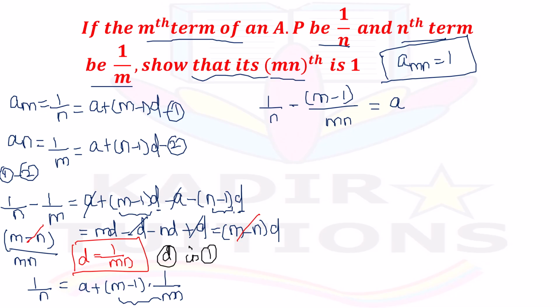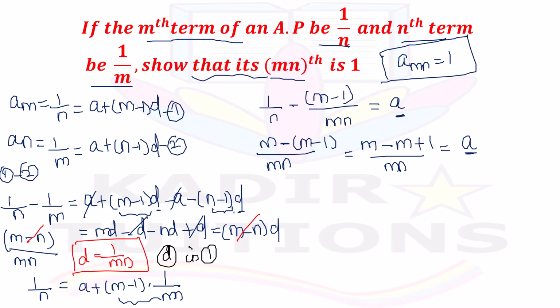So now we can take an LCM. LCM is mn on the LHS, and the remaining m will be in the numerator, and here minus m minus 1. And now again this minus is common, so we'll put it inside the term m minus 1, so it will become m minus m plus 1 divided by mn equal to a. Our RHS is a, so I am writing that here. So m minus m will get cancelled, and we got the answer for a as 1 by mn.